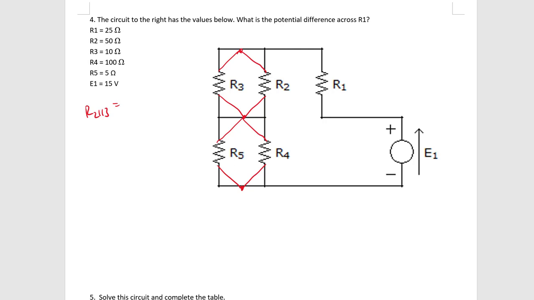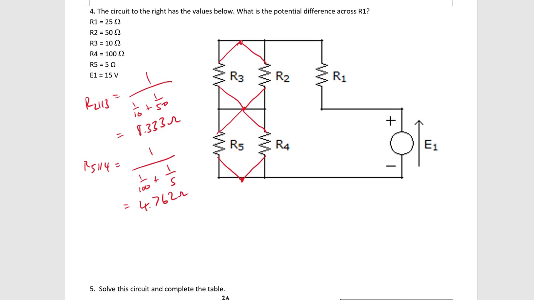So that's going to be equal to the reciprocal of 1 on 10 plus 1 on 50, I think it is. And what you should end up with is 8.333 ohms. So that's this portion here at the top, and then I'm going to do R5 and R4. And I get 1 over 1 on 100 plus 1 on 5. And what you should get is 4.762 ohms. So now that I've got that bit sorted, I can put it in series with each other and in series with R1.